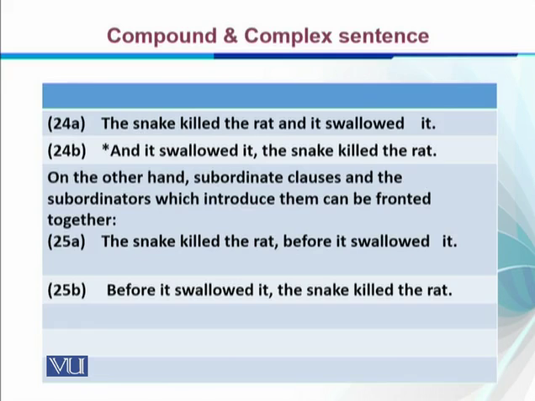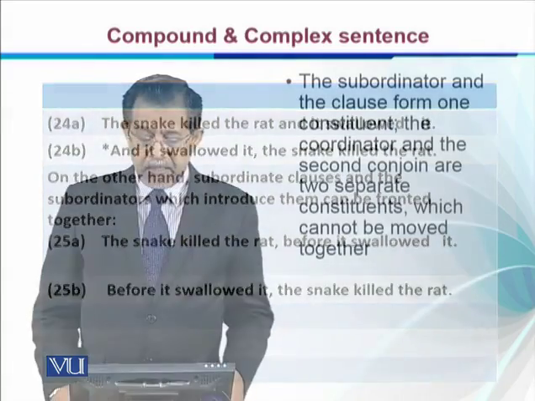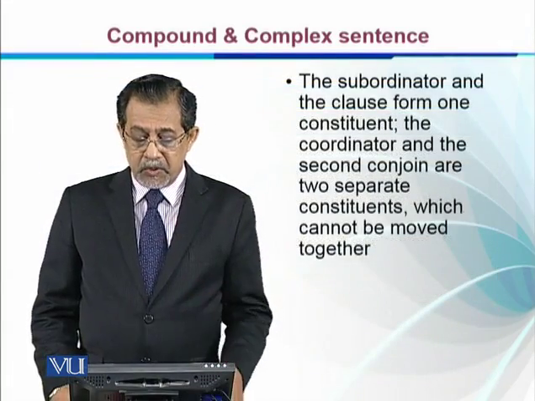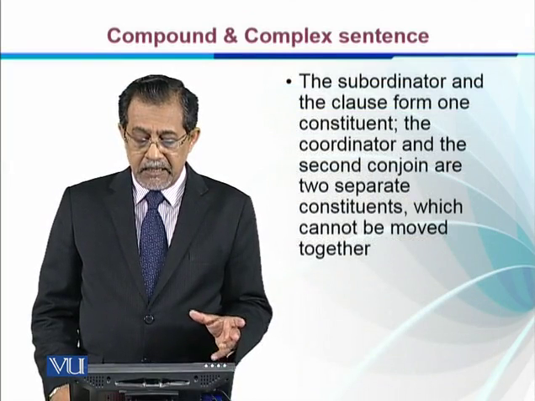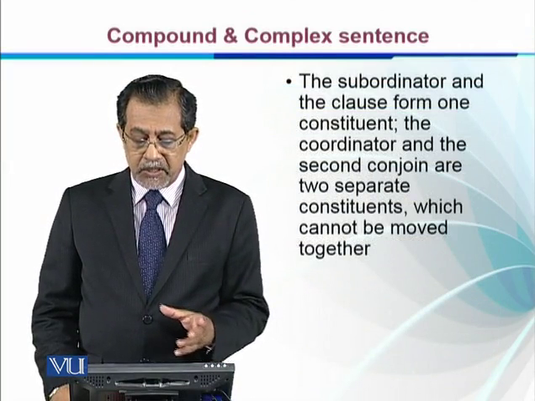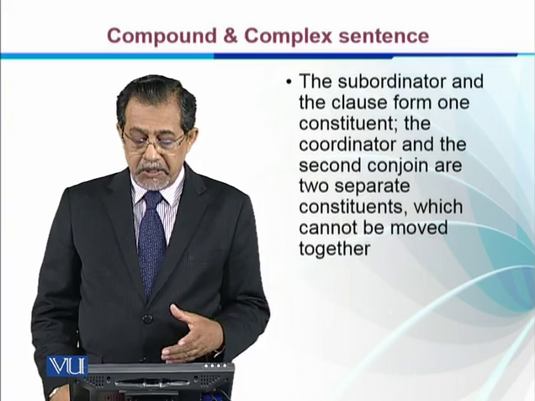On the other hand, subordinate clauses and the subordinators which introduce them can be fronted. The snake killed the rat before it swallowed it, and before it swallowed it, the snake killed the rat. So this is very common with the complex sentence, that the dependent clause can follow the main clause or can precede the main clause. The subordinator and the clause form one constituent. The coordinator and the second conjoin are two separate constituents which cannot be joined together.